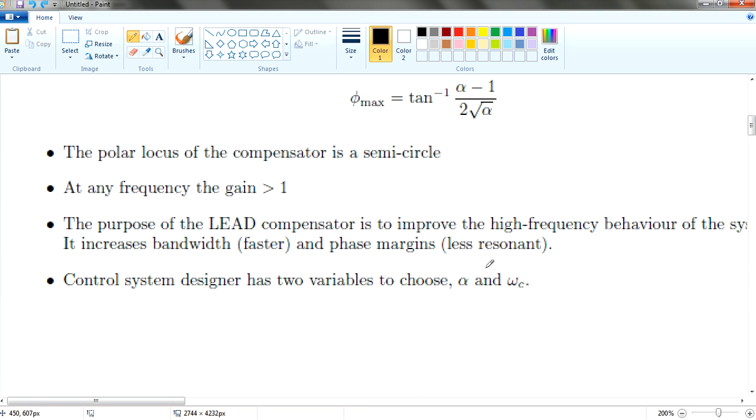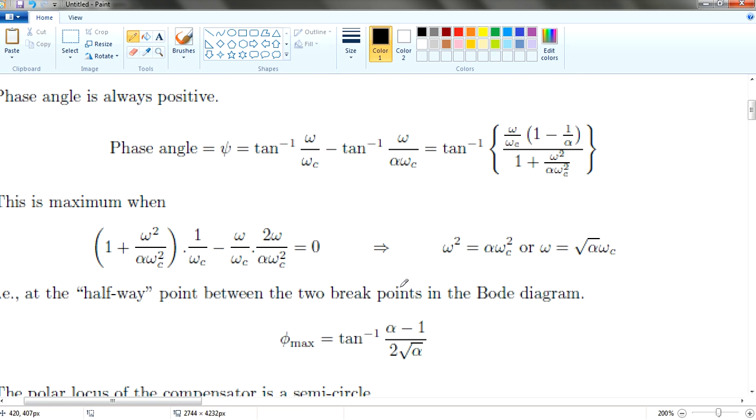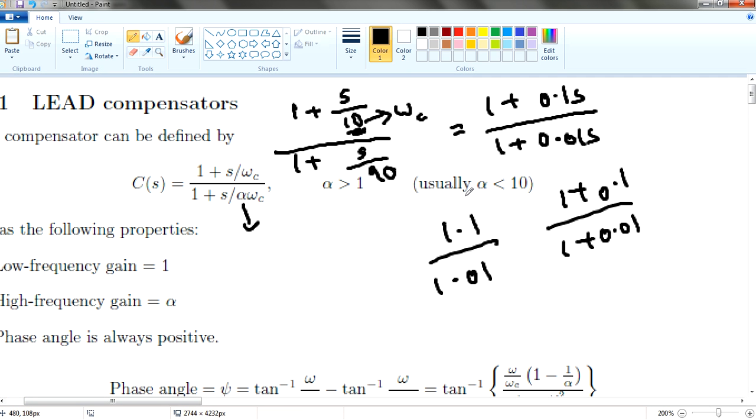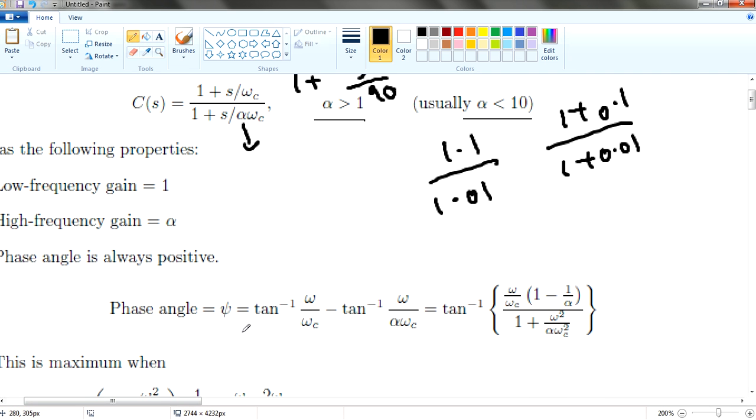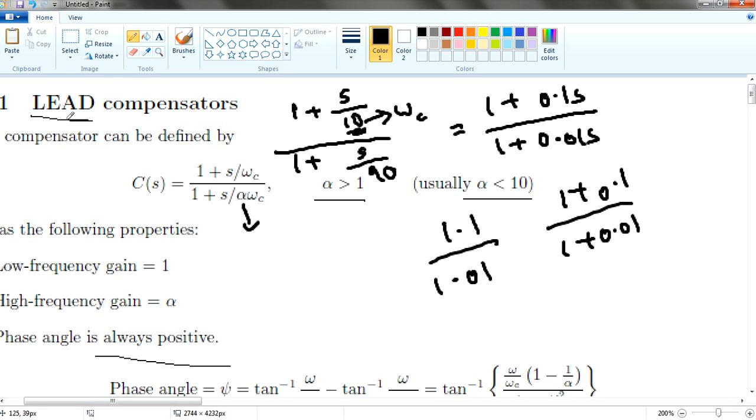And then the phase margin: more phase margin means better, so less resonance. Okay, so just remember these 3 points. The lead capacitor improves the high frequency behavior, increases bandwidth and increases phase margin, with less resonance. That's all. Alpha is usually more than 10, and larger than 1. And the phase angle is always positive because it's a lead capacitor.